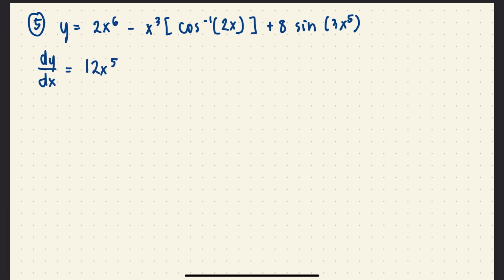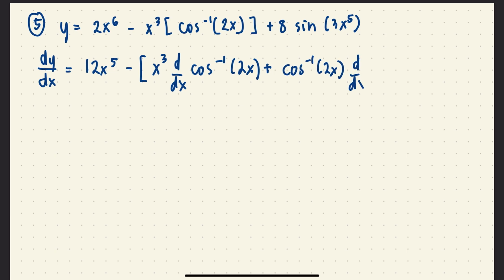Next, we get the derivative of x cubed times the arc cosine of 2x. So we will use the product rule. So we subtract and then just put your parentheses. Then you copy x cubed and then get the derivative of your arc cosine. Then add your arc cosine, then the derivative of x cubed.